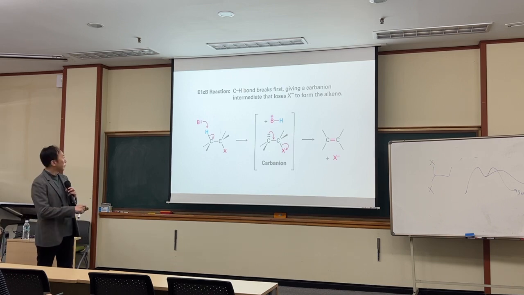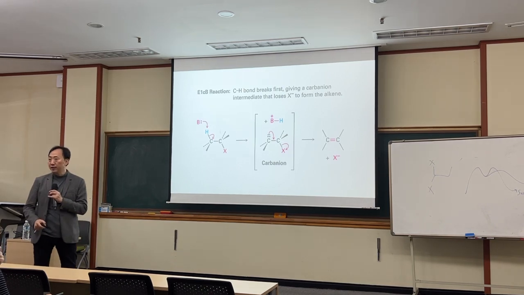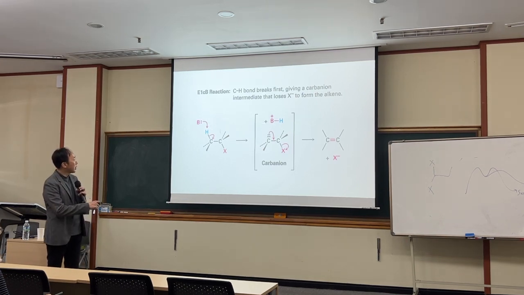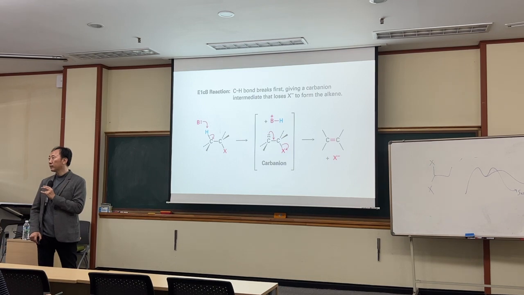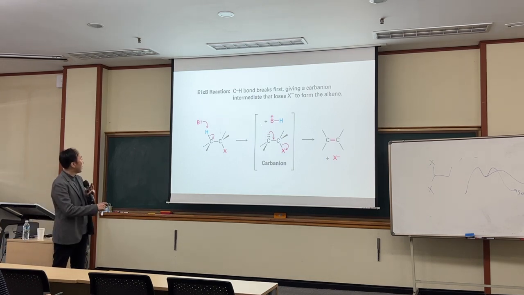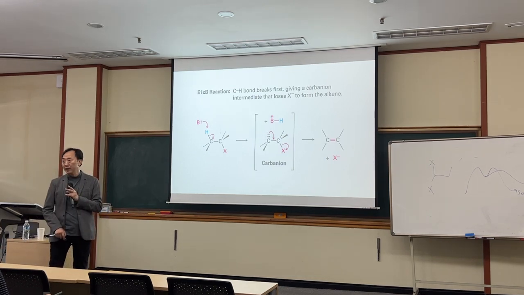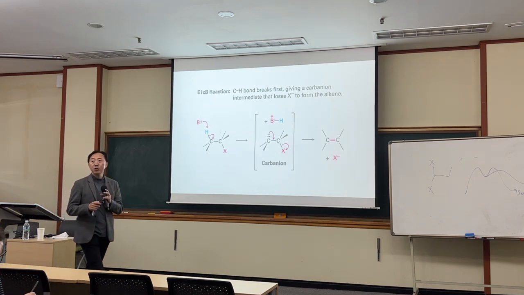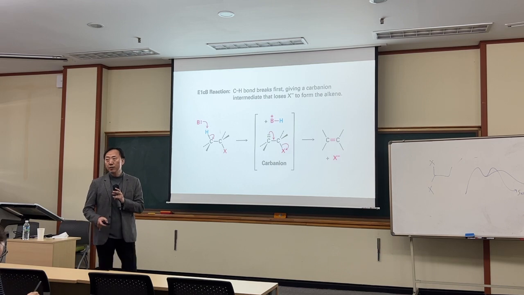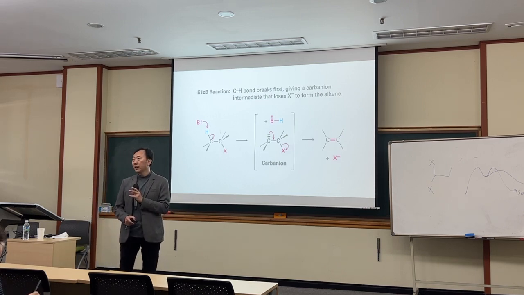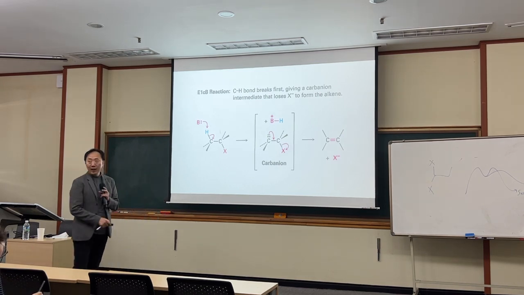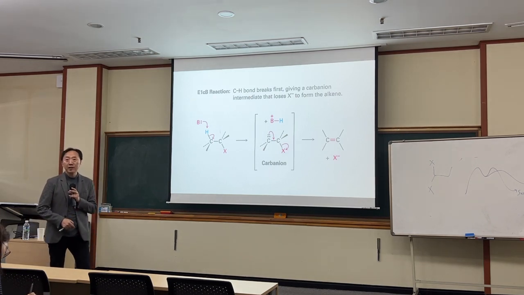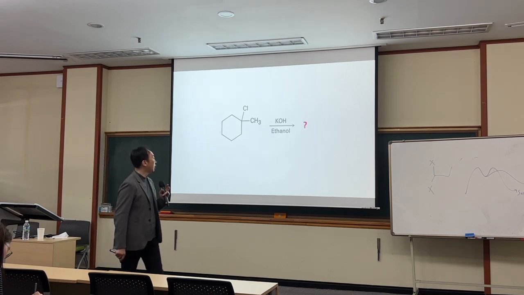In the E1 case, the leaving group was removed first, and then the carbocation is formed. And then the proton is removed. That's E1. In the E1cB case, this anion is formed first. The reason is, if this anion is much more stable than in other cases, I will show you the example later. So if this is more stabilized than the cation, then the anion could be formed first. But this is kind of an exceptional case. So the main thing is E1 and E2.